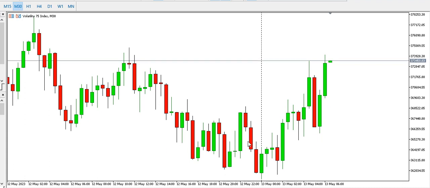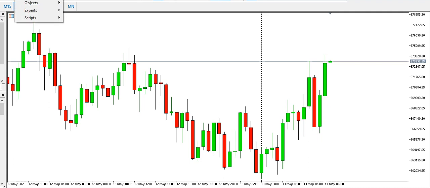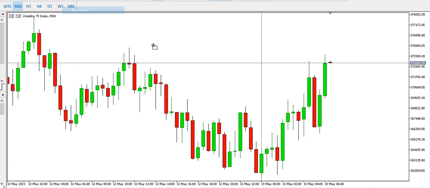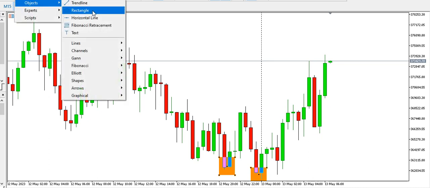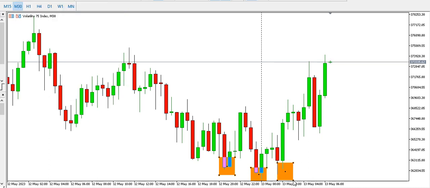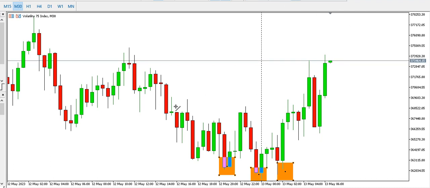On the 30 minutes time frame, we can see an inverted head and shoulder on the screen. Inverted head and shoulder, this is the left shoulder, this is the head, and this is the right shoulder. Okay, and you can see the neckline got broken. We had a retest, and the price is going up.